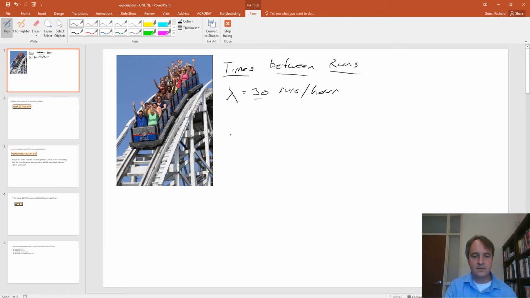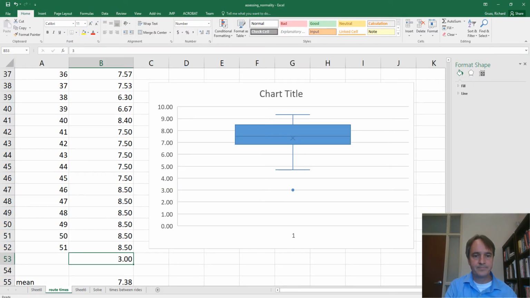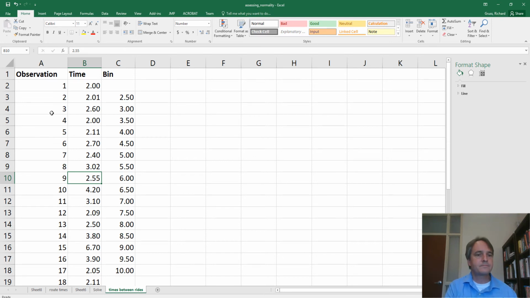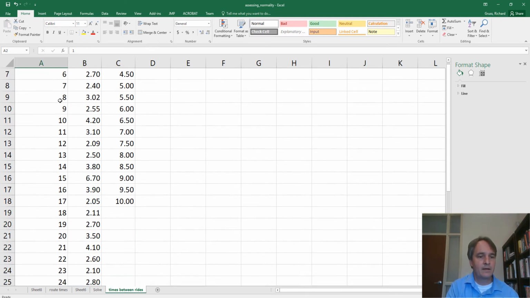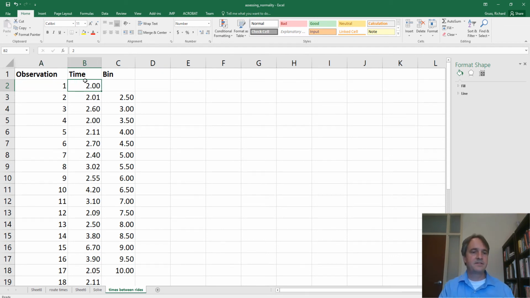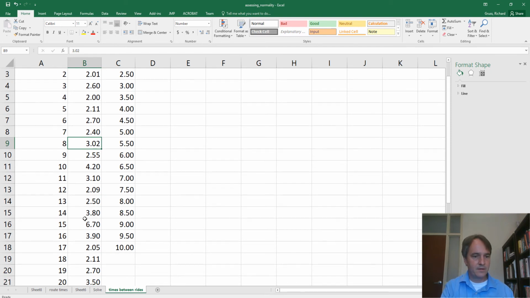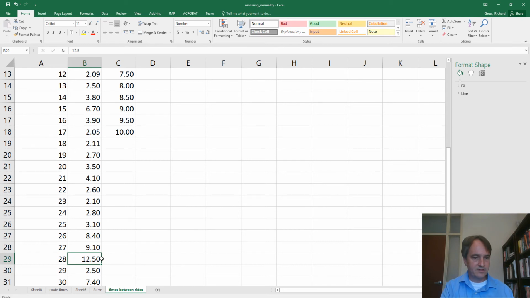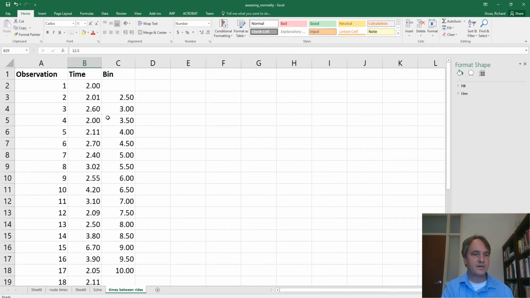Okay, so let's take a look at what this would look like. I've got the data right here. I can see that I've got 1 through 30, so 30 observations, and I see that I have 2 minutes here, 3 minutes here. It's gone as high as 6 minutes here, and it actually went to 8, 9, and 12 over here. For the most part, it seems to hover between 2 and 3 minutes.